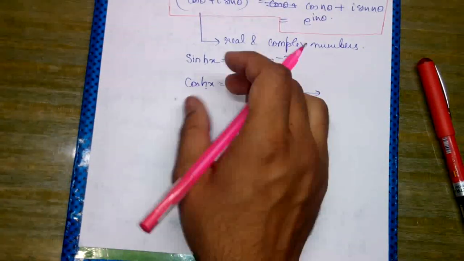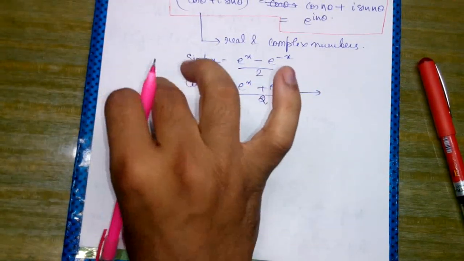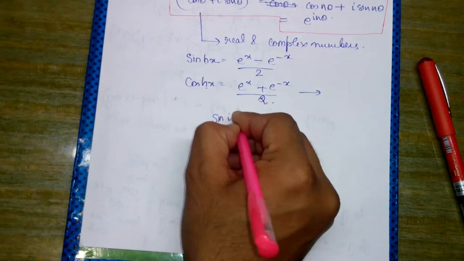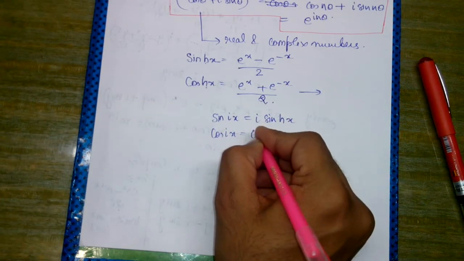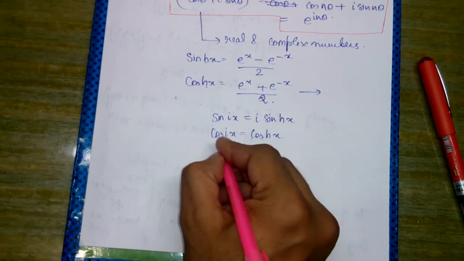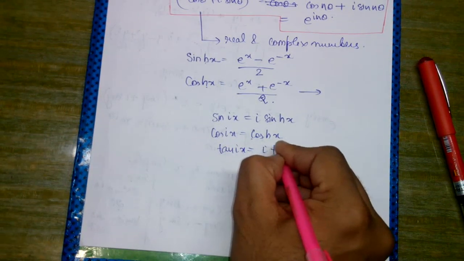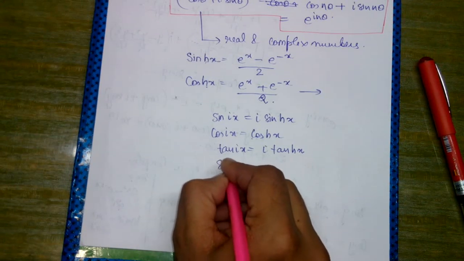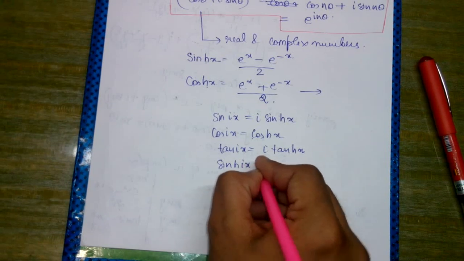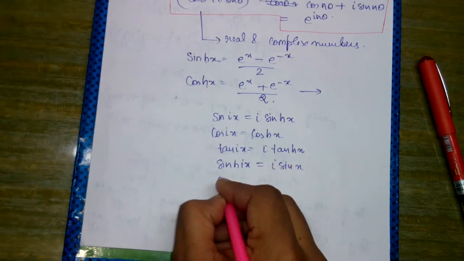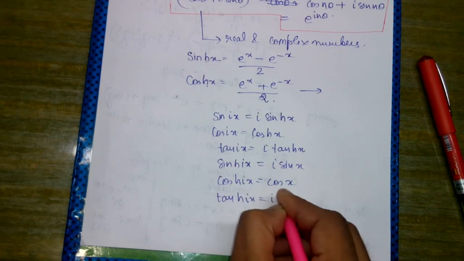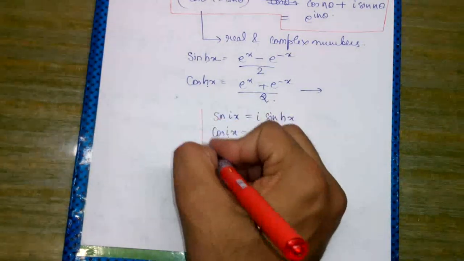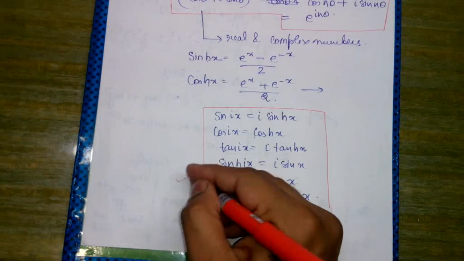Now I will write down some important conversions between the hyperbolic and the normal angle formulas: sin ix is equal to i sinh x, cos ix is equal to cosh x, there will be no i in the cos one. Then tan ix is equal to i tanh x. Then sinh ix can be written as i sin x, cosh ix is cos x, and tanh ix is i tan x. This is an important table and we have to remember these formulas.